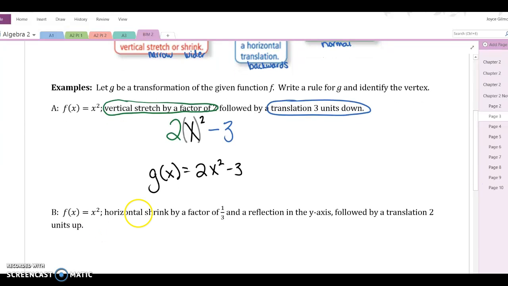B talks about horizontal stretches and shrinks. Yeah, we're not going to do that.